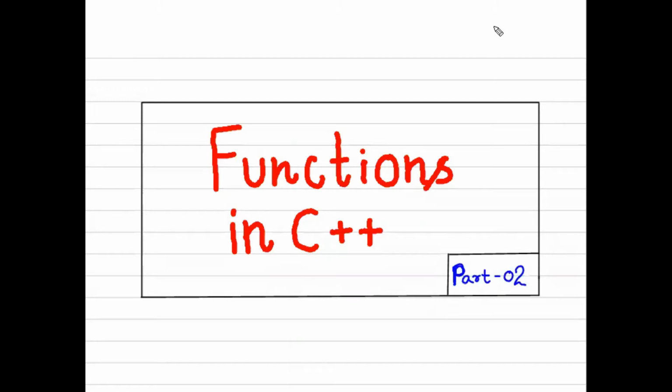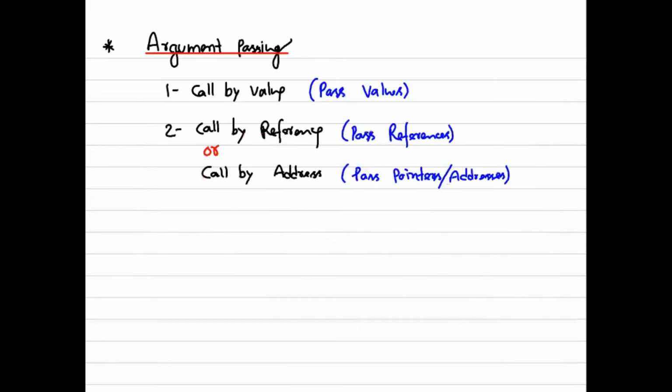Like we discussed in the last lecture, we will cover call by value. In call by value we pass the values of the variables. The second approach is call by reference, or we also call this call by address. In that case we pass the reference, pointer, or address of the variable. By passing the address of the variable, we are saying that this function can access the address of the variable.